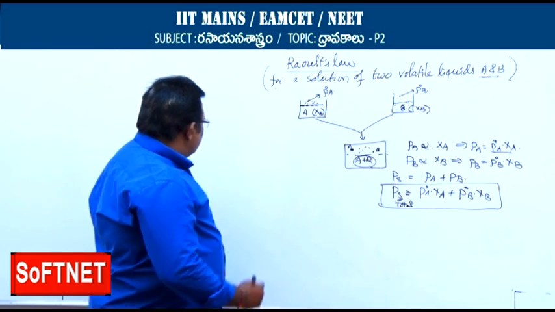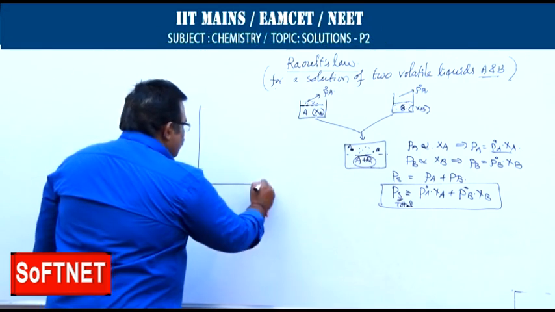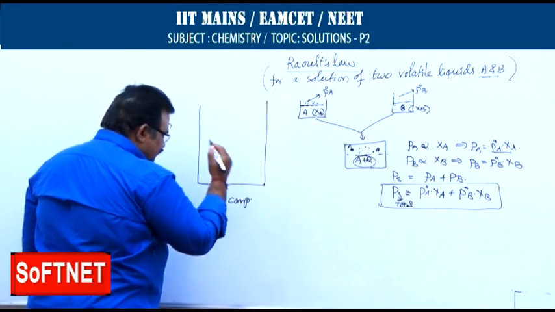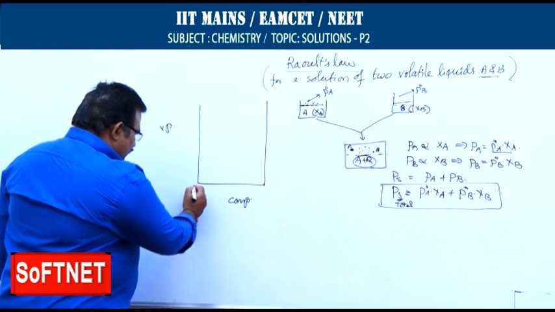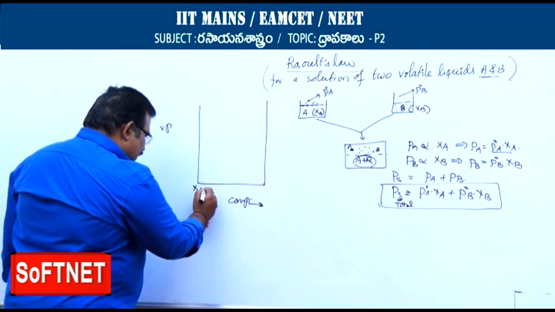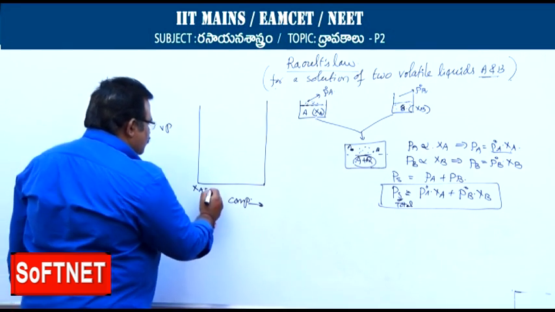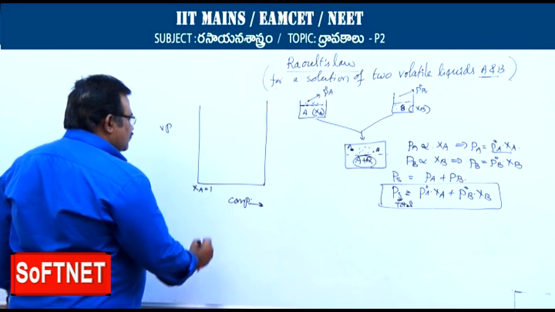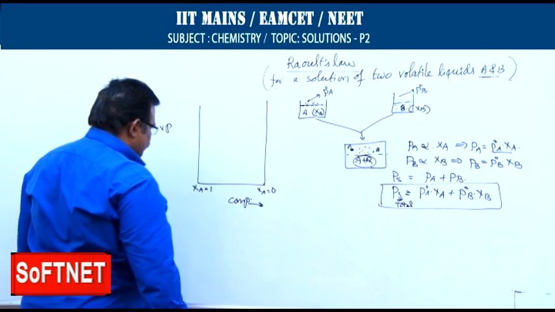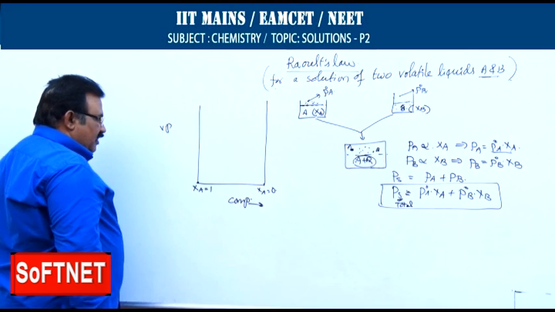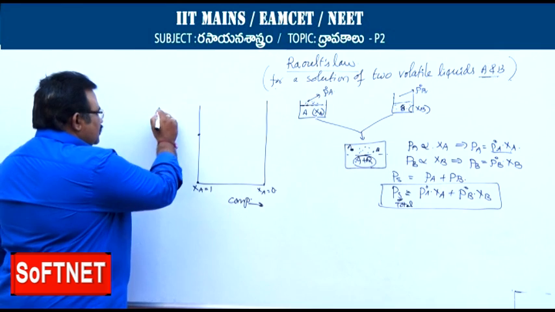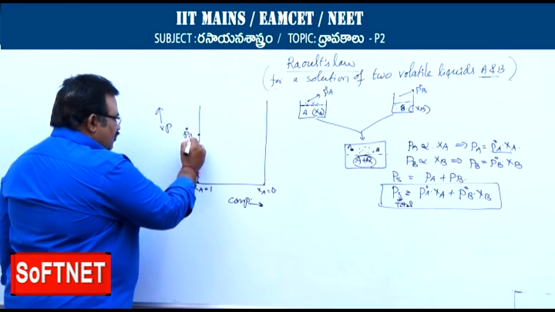If you try to draw a vapor pressure composition graph, composition is increasing like this. Composition of first component, mole fraction of first component A is 1 here, and XA is equal to 0. If only one component is present, its vapor pressure is taken as P naught A.